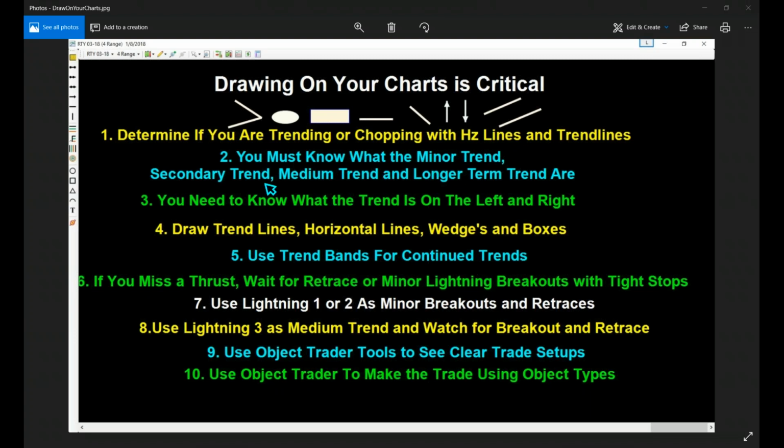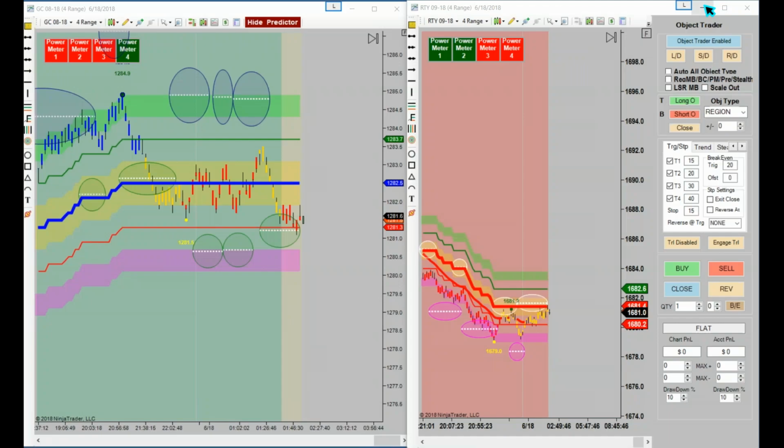You must know what the minor trend, secondary trend, medium trend, and even longer term trend are. Those are the 4 trends. Okay, so just memorize this. I'm not going to go over this. I've got videos on this, and this really will show you exactly how to use drawing on your charts. If you don't draw on your charts, you're more than likely not making money, unless you're seeing it and don't need to draw on the chart.